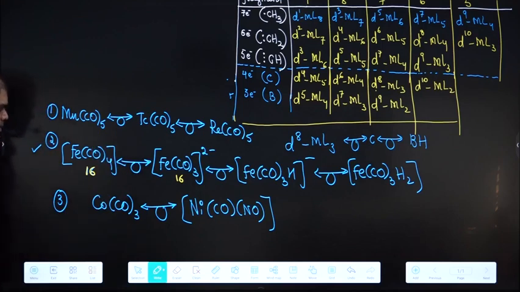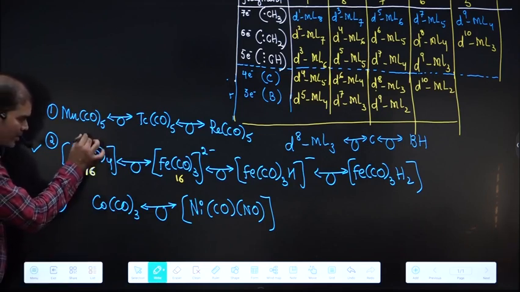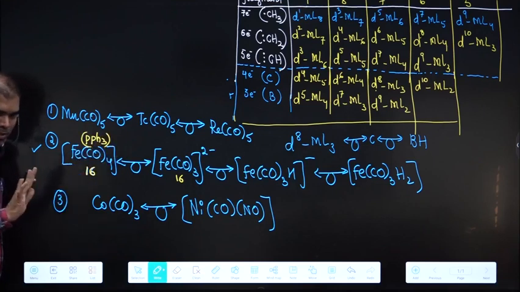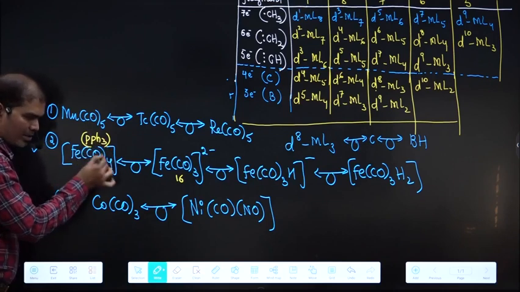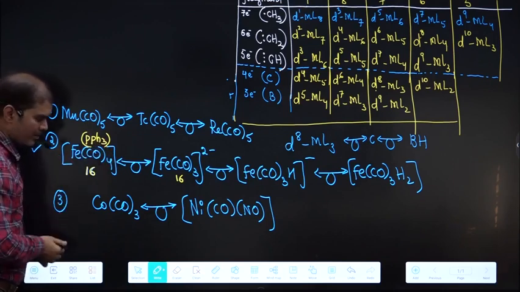So I can replace a carbonyl with another 2 electron ligand. Suppose in the place of carbonyl, suddenly I write PPh3. That is also considered as isolobal, because PPh3 is also taken as a 2 electron donor. That does not change the electron count. Okay.